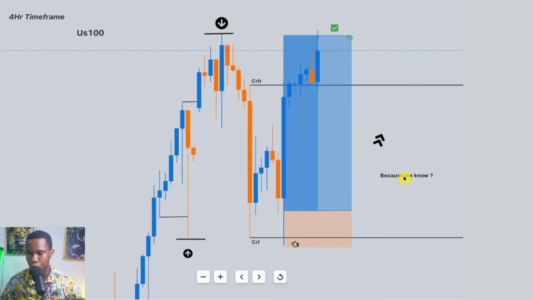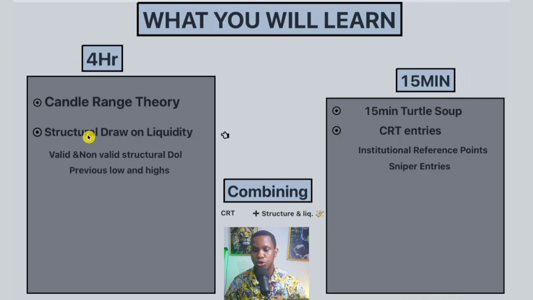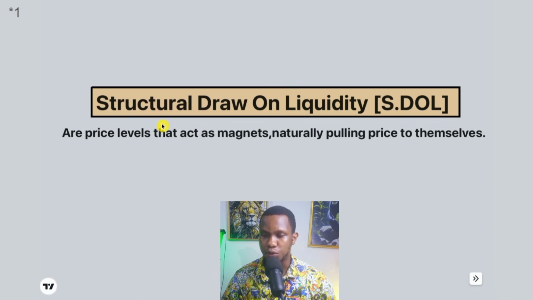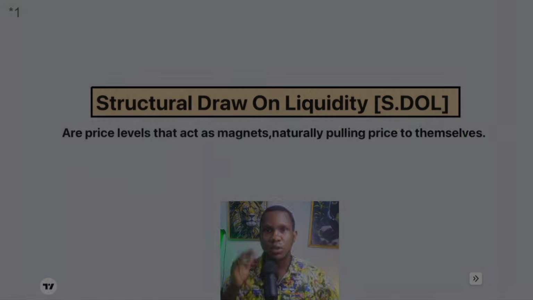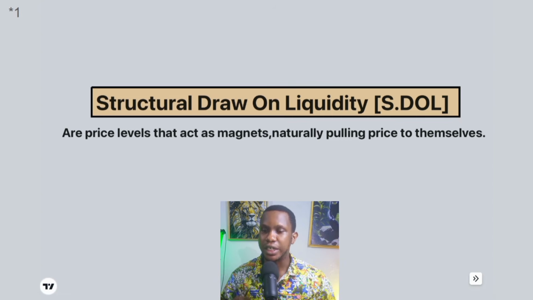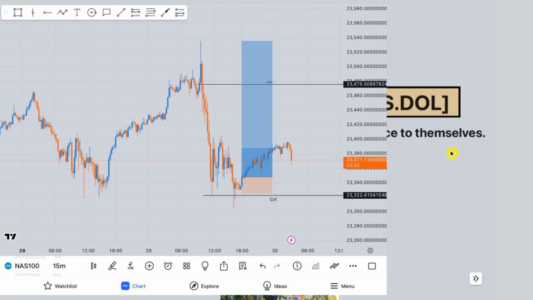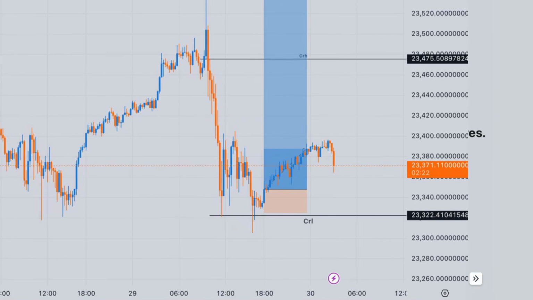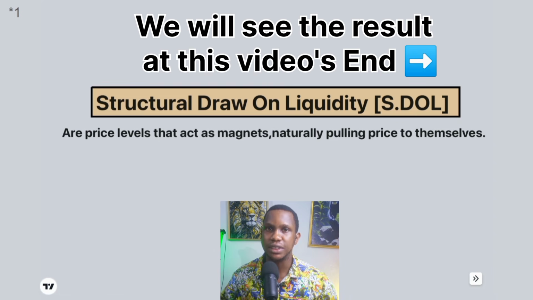Because of what? We know what a structural draw on liquidity is. Structural draws on liquidity are price levels that act as magnets, naturally pulling price to themselves. So guys, I just entered this trade live on US 100 using what I'm gonna be teaching you in this video. These are my entries and my stop loss levels, and here is my take profit level. We'll see the result by this video's end.